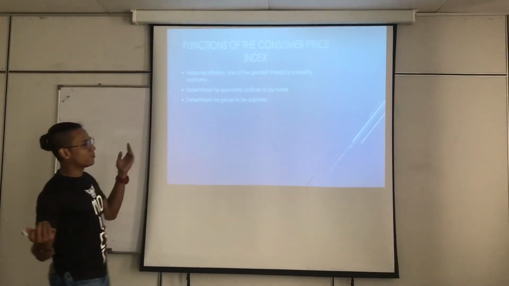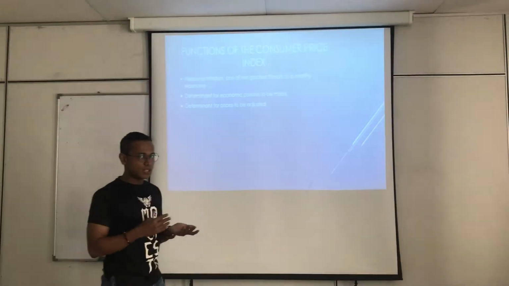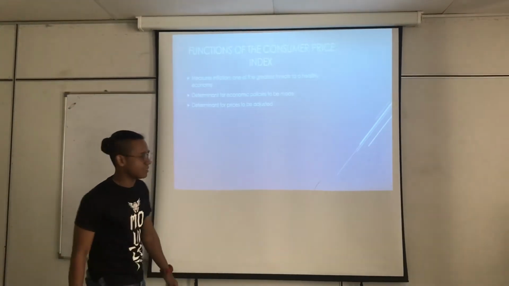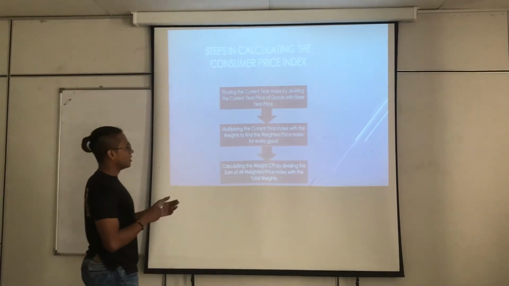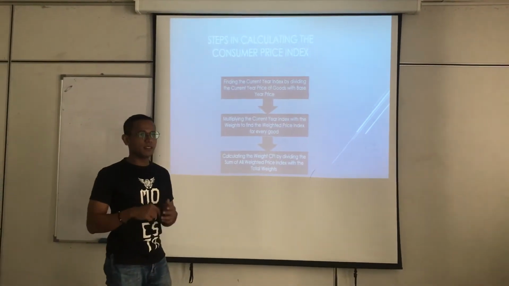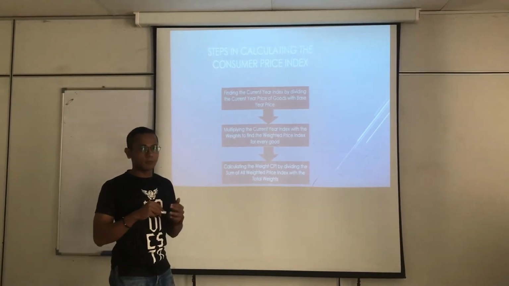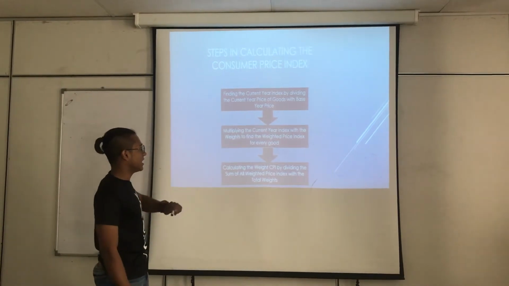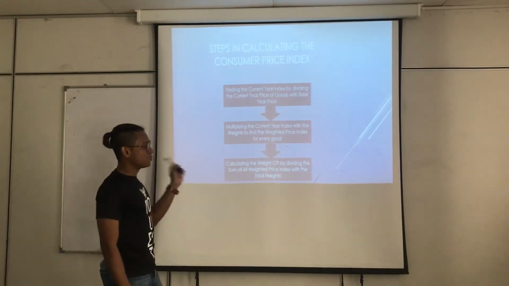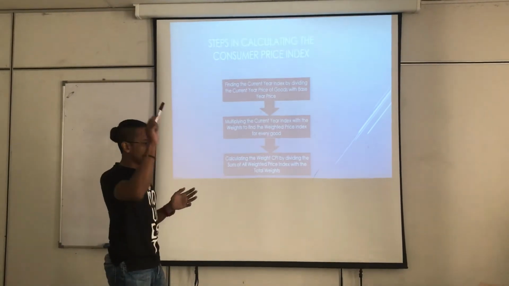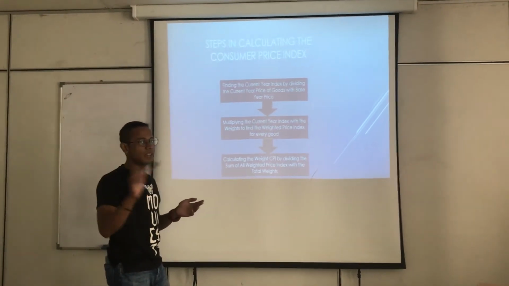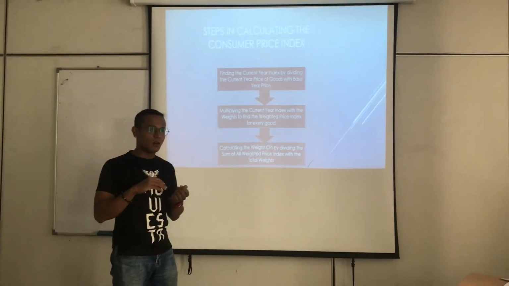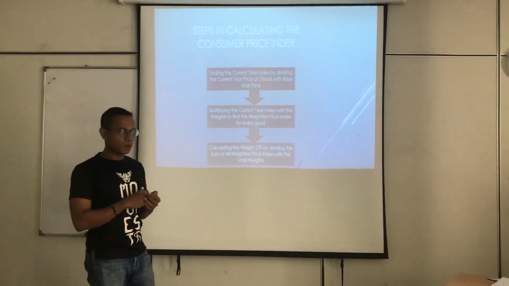And the third one, it is a determinant for prices to be adjusted according to the CPI, or the Consumer Price Index. Next. Okay, there's a way to calculate this CPI. Mainly, it is used by the United States of America, and this is how you calculate it. Firstly, you find the current year index by dividing the current year prices of goods by the base year price. So you take the current year on top, and then you divide it by the base year. The base year is usually last year, or 2 years before, 5 years before, it depends.